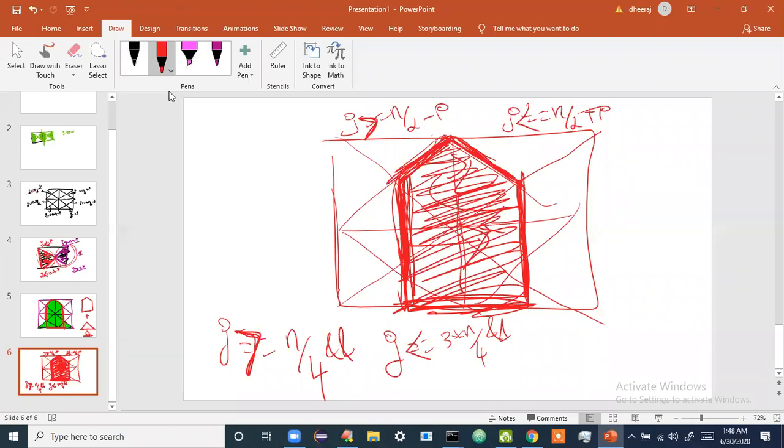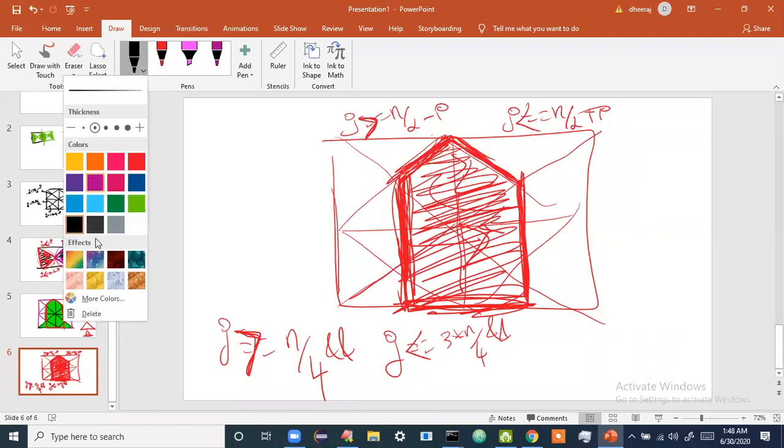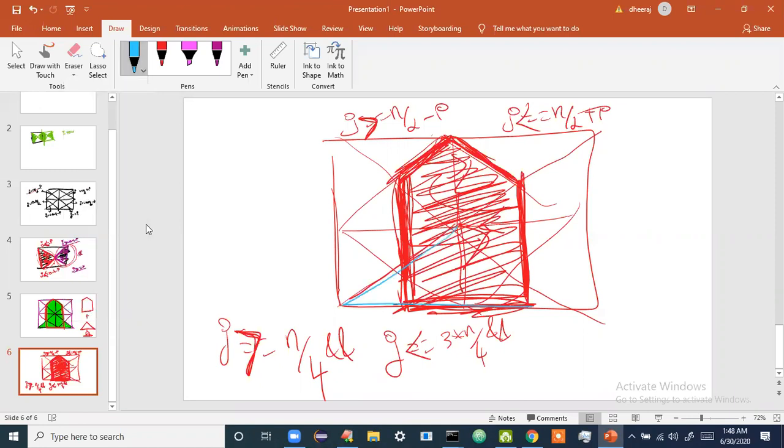Okay, I need to change the color. I'll change the color to blue. Don't you think this shape I have to add here? Okay, this shape I have to add, so that what will happen now? Yes, I'll get the rocket. Okay, this is what I have to do.